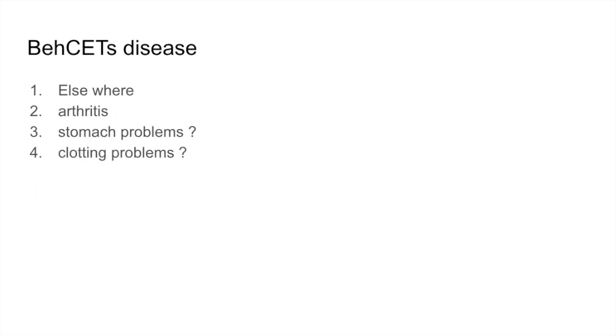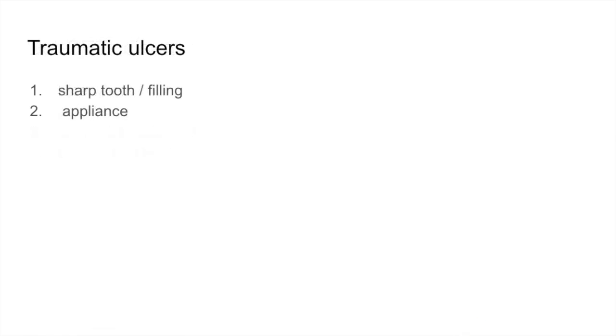So for Behçet's disease, you can ask some questions like, do you have any ulcers anywhere else in your body? Arthritis? Do you have any stomach problems? Any clotting problems? For traumatic ulcers, you can ask about any sharp tooth, any filling next to the ulcer. Is your appliance sharp, for example the denture or the orthodontic appliance?